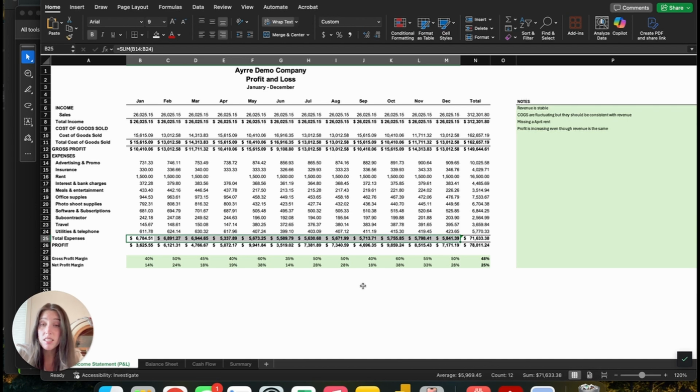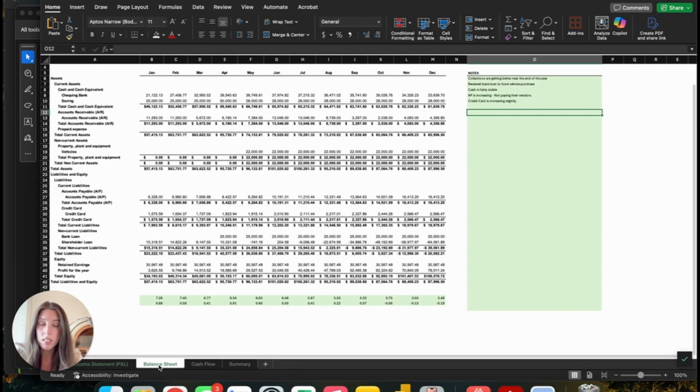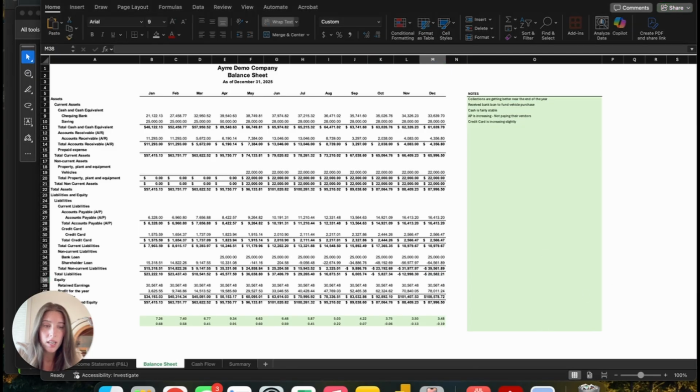So another thing that I noticed is overhead expenses are steadily decreasing. So that's a really good sign that the company is trying to manage their overhead expenses and maybe save some costs where they can. And then we can see this profit margin is fluctuating a bit just based off of the gross margin, but we're still ending with a really strong profit margin on the year of 25%, and looks like we made profit every single month. So that is awesome.